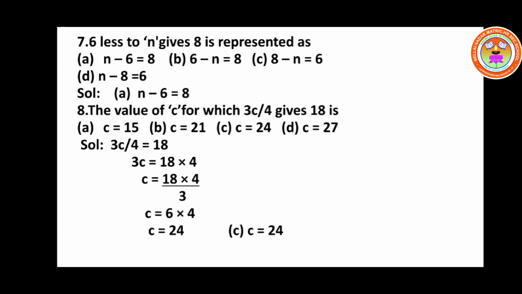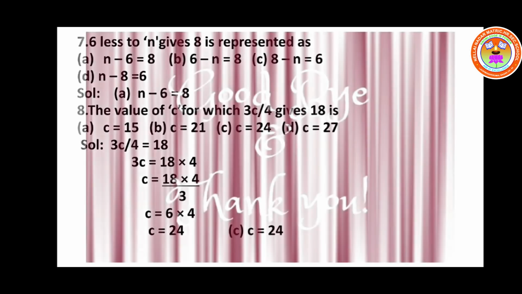So the solution is 3c divided by 4 is equal to 18. So 3c equal to, take that 4 to that side. So 18 into 4. Now c is equal, 3c is there. No, it is in the multiplication type. So you can bring that 3 as a divisor. So c is equal to 18 into 4 divided by 3. You can cancel 3 with 18 table. How many times it will go? 6 times. So c is equal to 6 into 4. So the c value is 24. So the answer is option C. c is equal to 24.